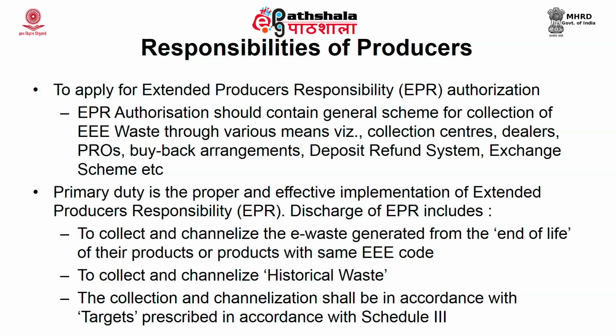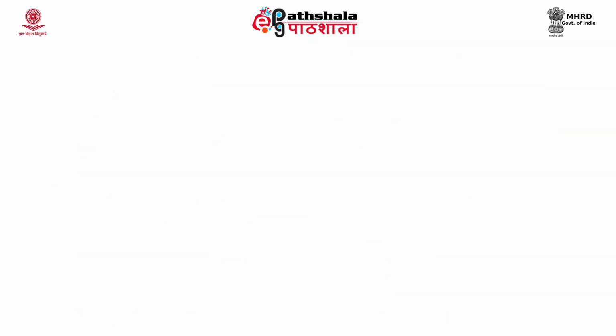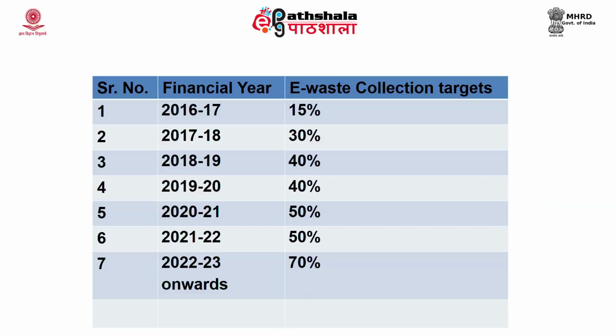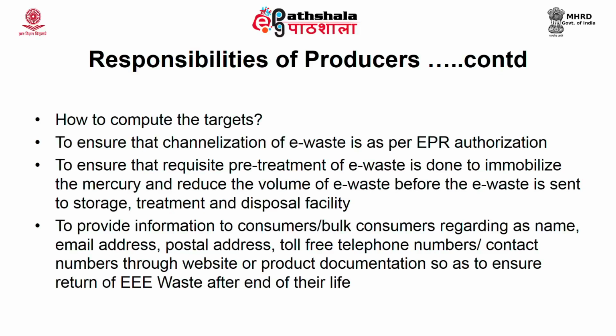This apart, the collection and channelization of e-waste shall be in accordance with the targets prescribed in accordance with Schedule 3. The Central Pollution Control Board has issued guidelines wherein for each financial year, for 7 financial years, starting from 2016-17, the e-waste collection targets are fixed. That is, for 2016-17 it is 15%, 17-18 it is 30%, 18-19 40%, 19-20 again 40%, 20-21 they are increased to 50%, 21-22 again 50%, and 22-23 onwards 70%. But the question is how to compute these targets, 50%, 70%, 30%, or what?